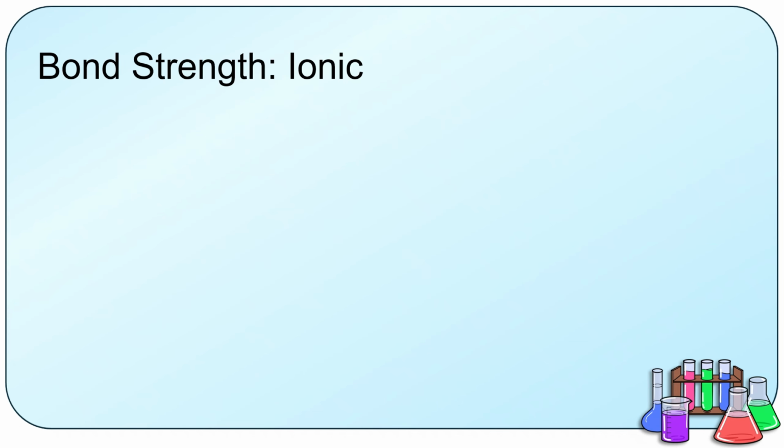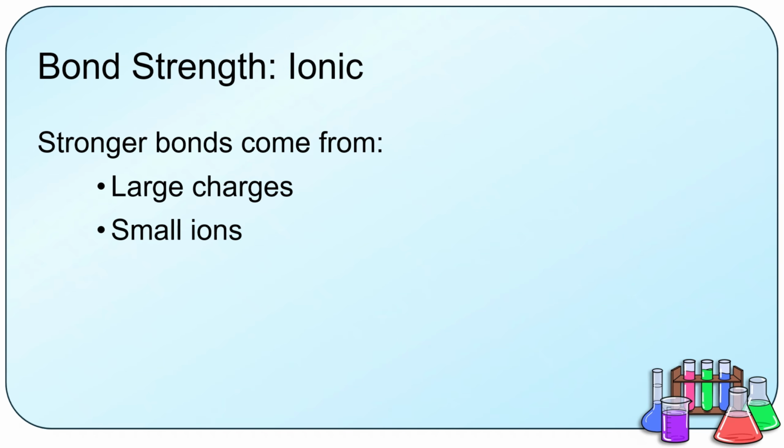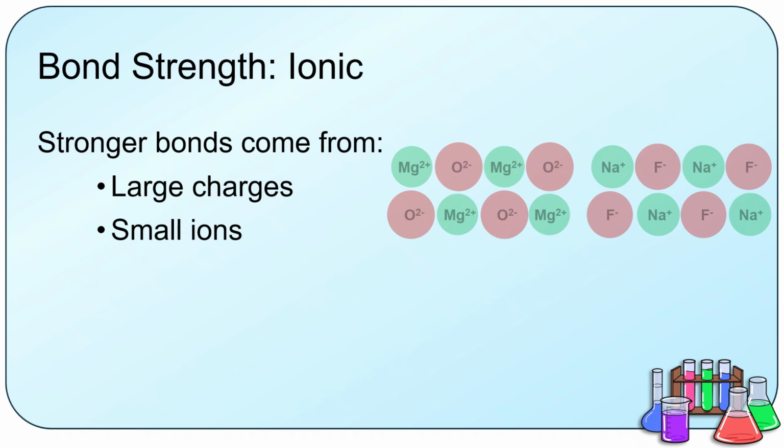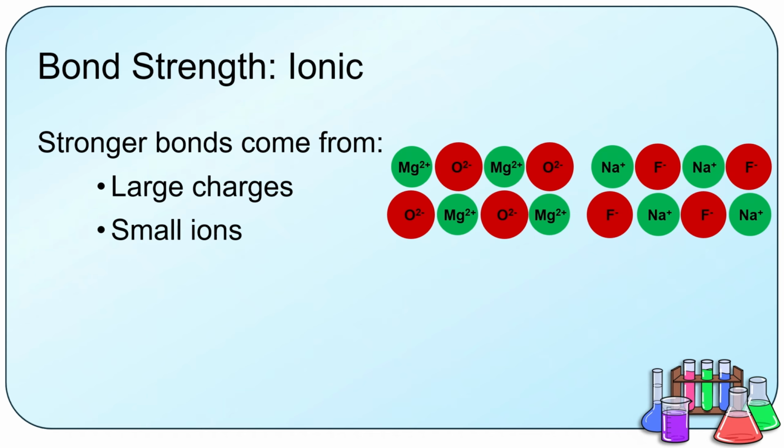To get stronger ionic bonds, you want large charges and small ions. Let's look at magnesium oxide versus sodium fluoride. These ions are all approximately the same size, but magnesium and oxide ions have larger charges, with 2+ and 2-, while sodium and fluoride ions just have 1+ and 1-. Therefore, magnesium oxide has stronger bonds.